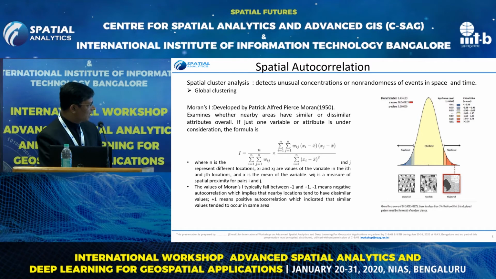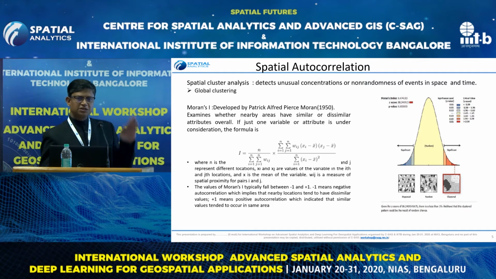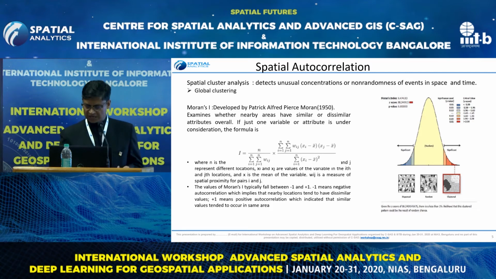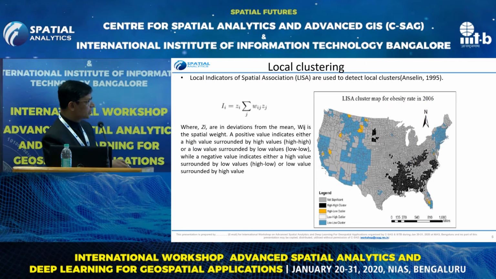As you see here, this shows that these are clusters, these are dispersed, and these are random. Most of this obesity data is random, but in some of the counties it shows that they are clustered. So this is the first stage of starting the spatial analysis. Then there is another way of looking into it, which is local clustering, the local indicators of spatial association, and they detect the local clusters.